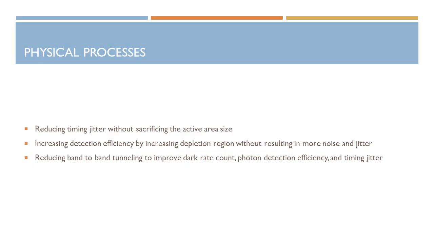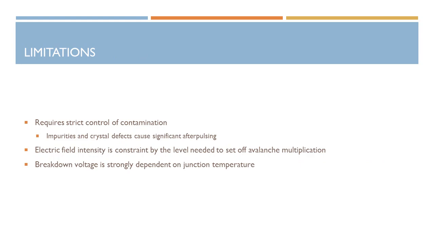Another challenge is to reduce band-to-band tunneling in the single-photon avalanche diode. Doing so will improve dark count rates, photon detection efficiency, and timing jitter. In order to fabricate the device, contamination must be minimal. On average, current technology can limit defect concentrations to less than 10^9 defects per cubic centimeter.